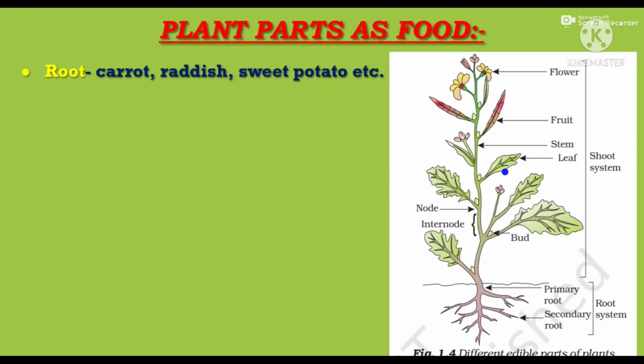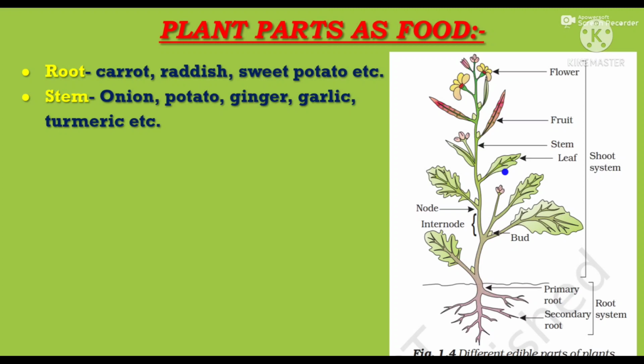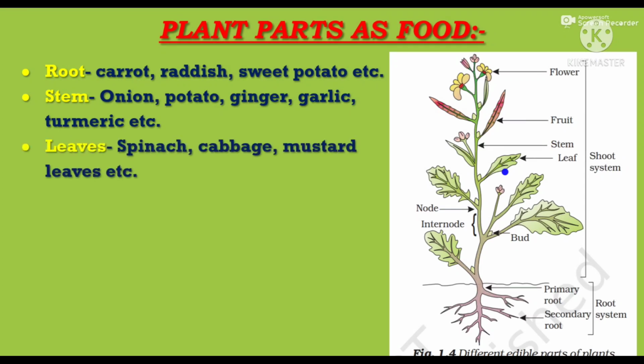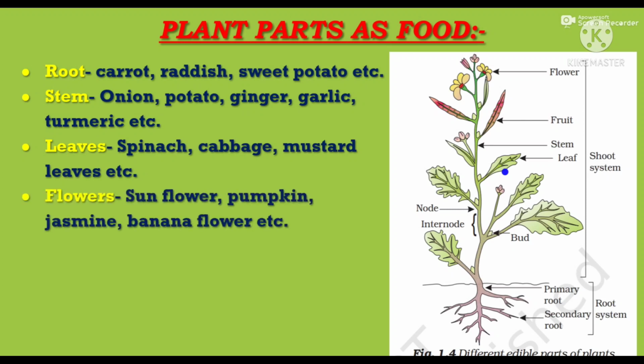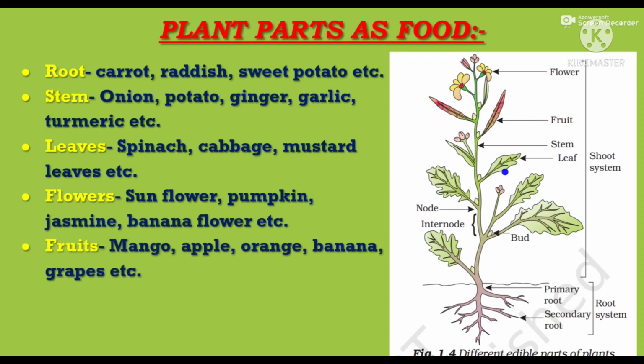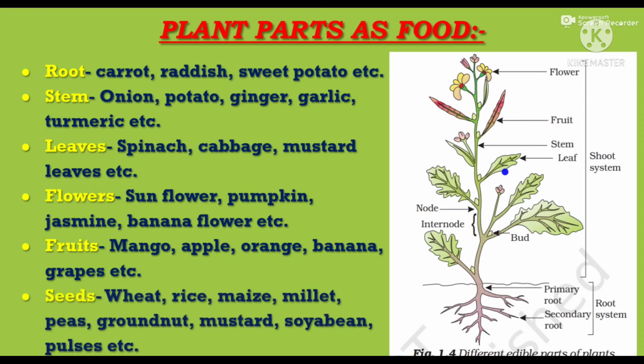For example, if we take carrot, radish, sweet potato, we eat the root. So carrot, radish, and sweet potato are root parts. And onion, potato, ginger, garlic, turmeric, etc. are stem parts. Then leaves: spinach, cabbage, mustard leaves, etc. Then flowers: sunflower, pumpkin, jasmine, banana flower, etc. Then fruits: mango, apple, orange, banana, grapes. Then seeds: wheat, rice, maize, millet, peas, groundnut, mustard, soybean, pulses, etc.